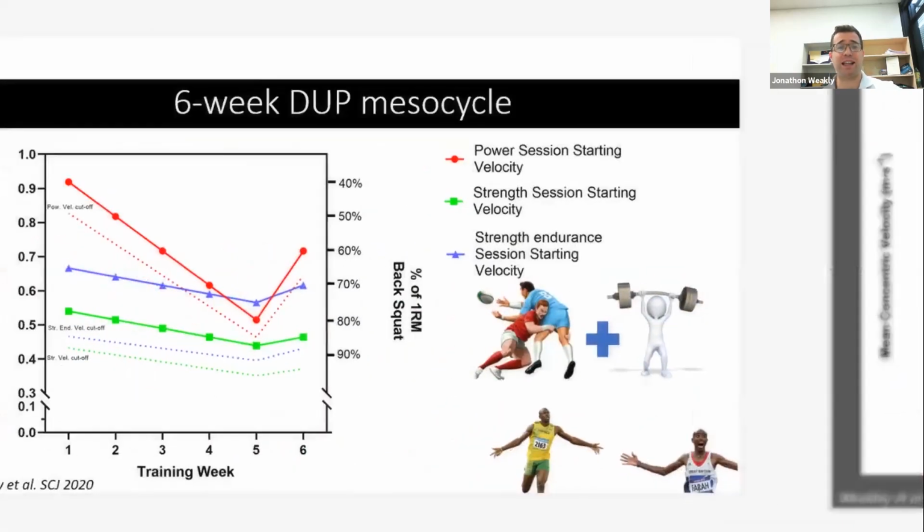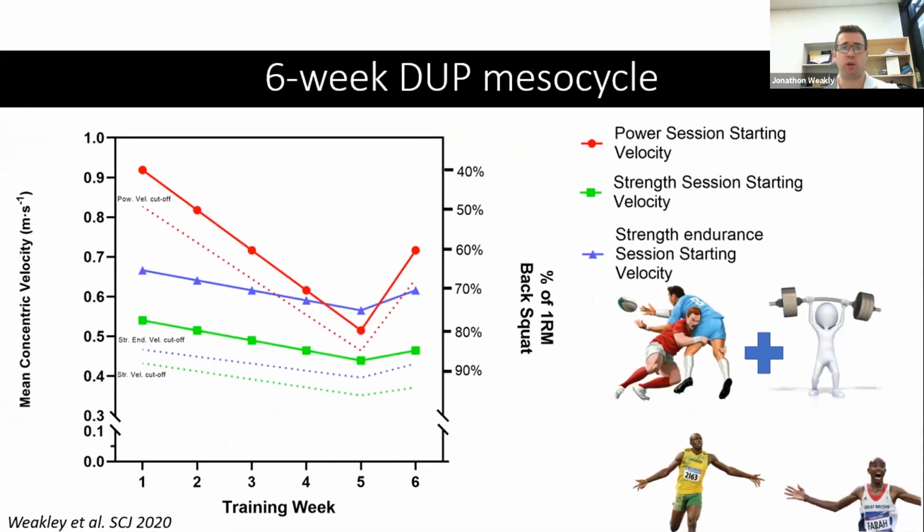Again, we could utilize a daily undulating periodized model, or a DUP mesocycle, and you could have a strength and power day, you could have a power day, and you could have a strength endurance or hypertrophy day. And it just means that we have greater control over our training intensities and training volumes. So for the first time, we have been able to prescribe an intensity and control for the volume, but also control for the fatigue that's being induced within the session, between athletes, within athletes, and across the mesocycle.